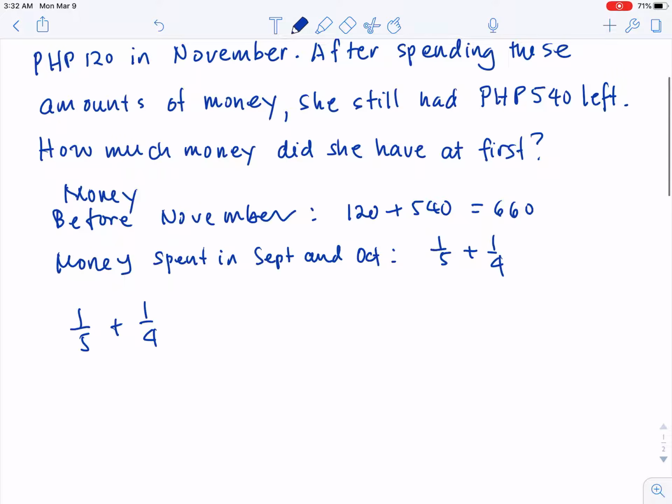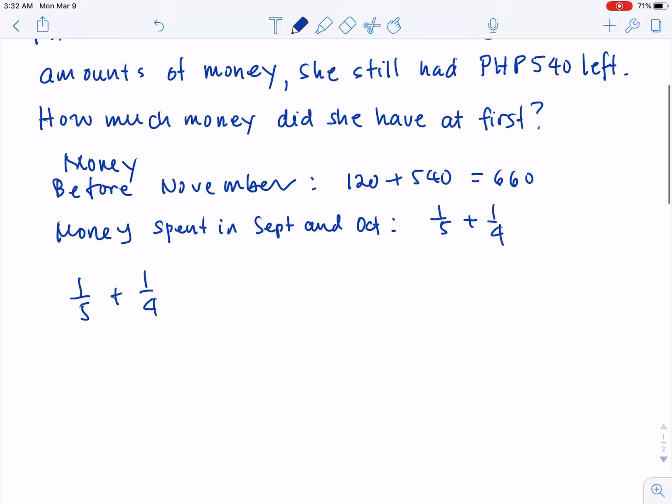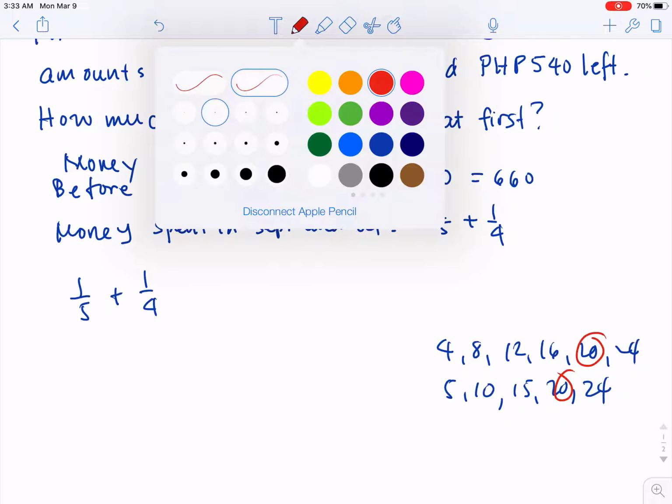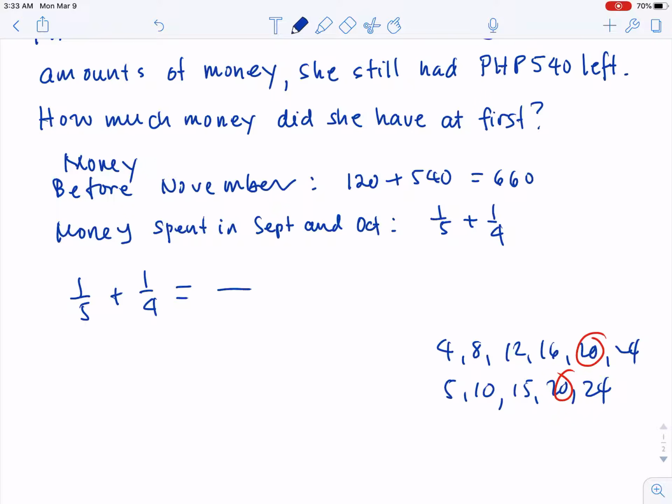I think alam nyo na yan, no? 20, no? Pero kung gusto nyo, pwede natin i-list 4, 8, 12, 16, 20, 24. That's 5, 10, 15, 20, 24. Right? So yan yung multiples of 4 tsaka multiples of 5. At ang pinakamaliit, which is the LCM, is 20. Okay? So, ibig sabihin, pag nag-add tayo ng fraction, kukunin natin yung equivalent fractions na ang denominator ay 20.